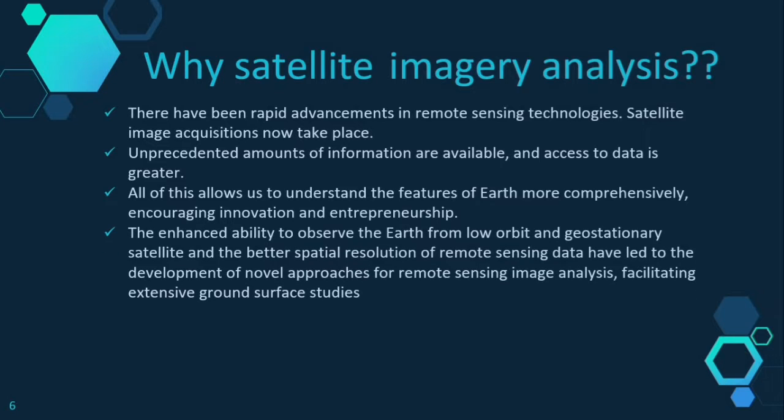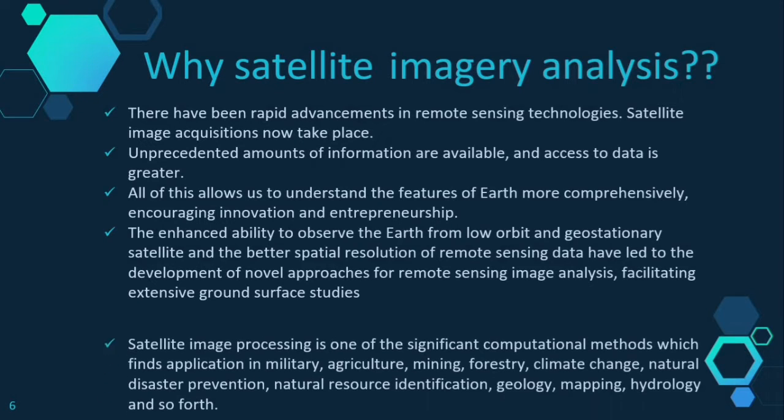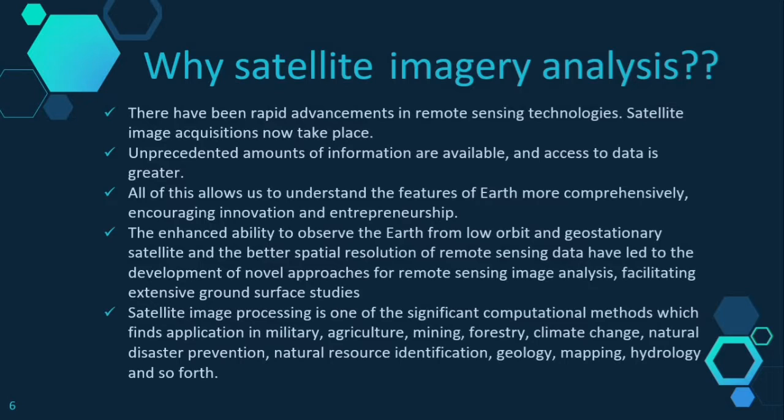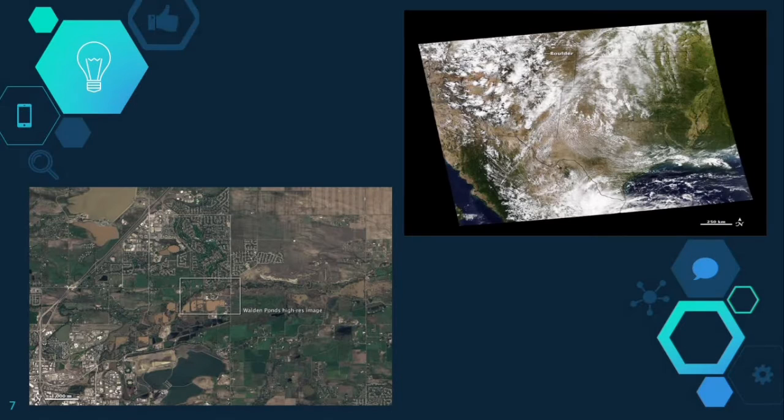The enhanced ability to observe the Earth from low orbit and geostationary satellites and better spatial resolution of remote sensing data have led to the development of novel approaches for remote sensing image analysis, facilitating extensive ground surface studies. Satellite image processing is one of the significant computational methods which finds application in military, agriculture, mining, forestry, climate change, natural disaster prevention, natural resource identification, geology, mapping, hydrology, and so forth. Here you can see the picture of the satellite images taken from space, and this is a broader view of this image.